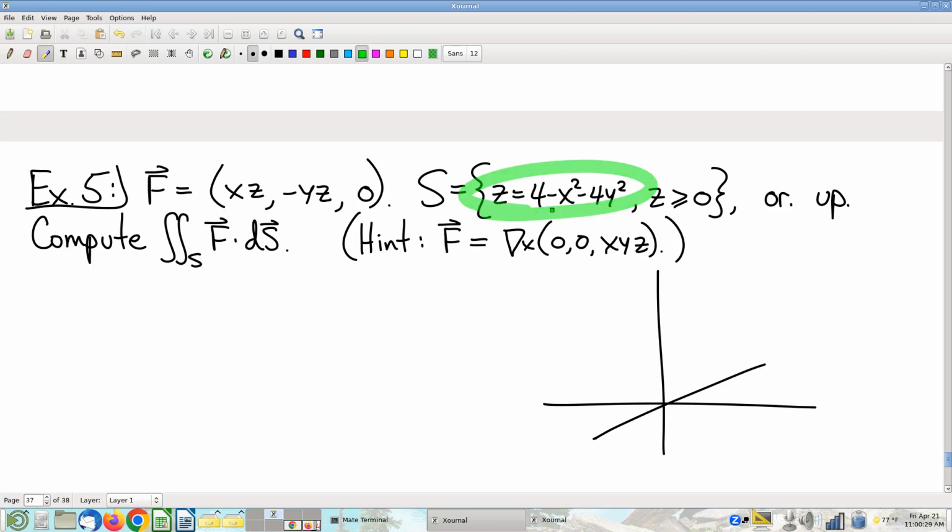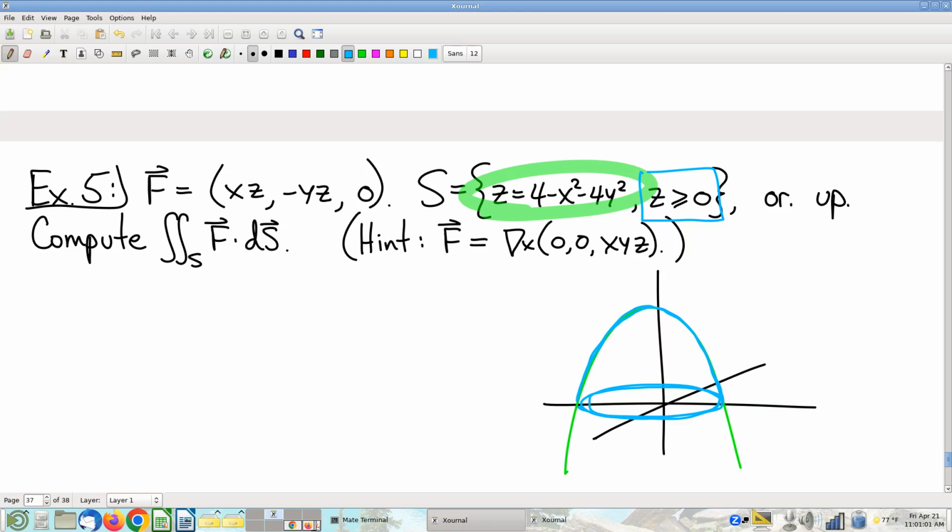That's an upside down elliptical paraboloid. Let me get into pencil mode here. But this says I'm interested only in the portion of that elliptical paraboloid that is above the XY plane. And so I'm actually interested in then just this right there. Is that cool? Now, very, very, very important fact.